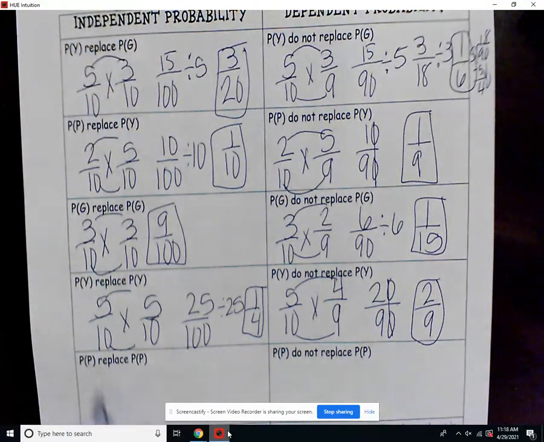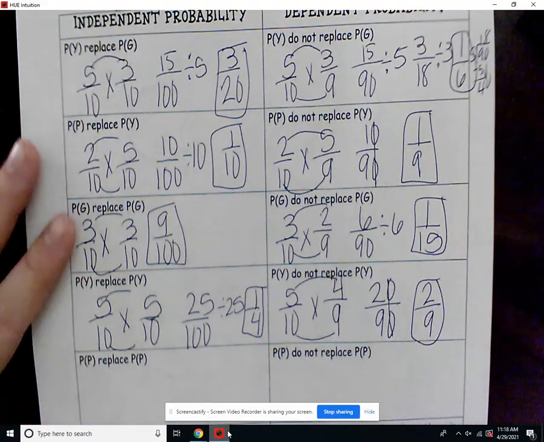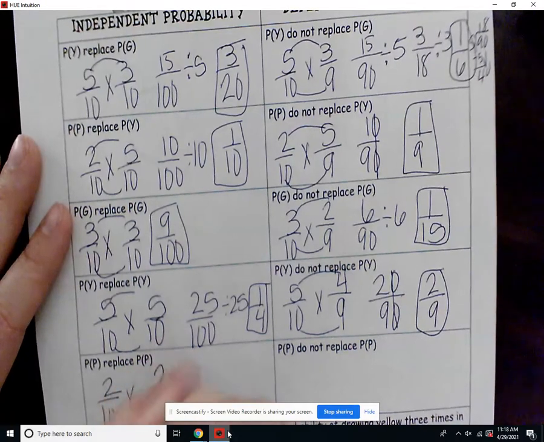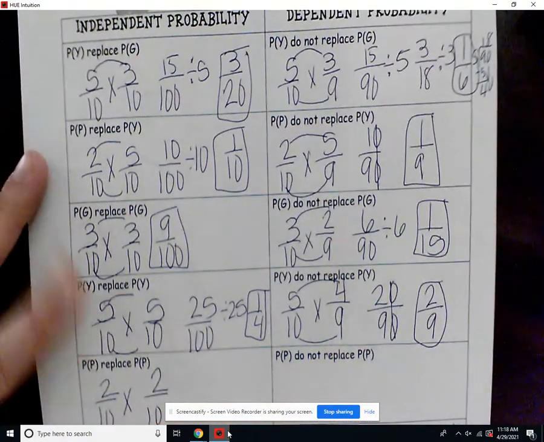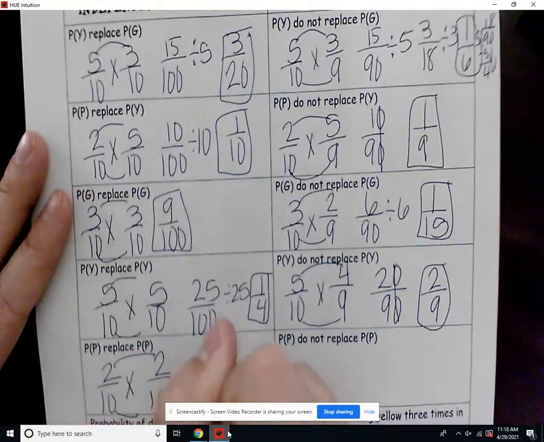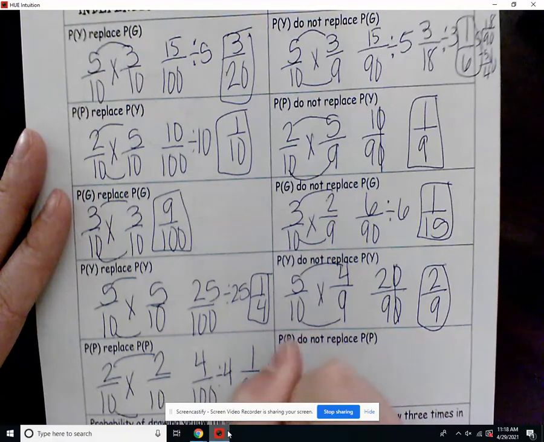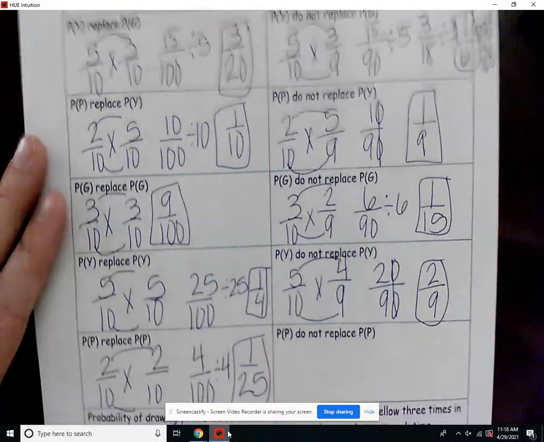Okay, so again, purple, replace purple. So out of purple, there are 2 purples, so 2 out of 10. Replacing again means put the purple that we drew out back in. So we're going to multiply. 2 times 2 is 4. 10 times 10 is 100. Divide it by 4, and we get 1 over 25.